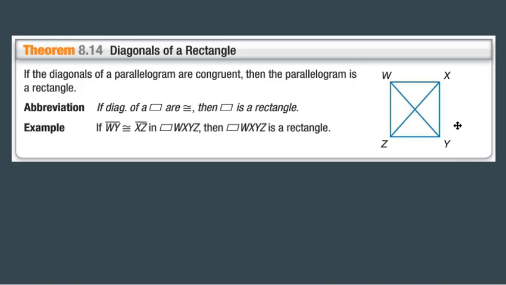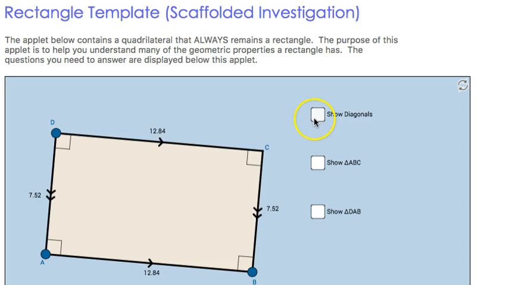So then we had diagonals of a rectangle continued. If the diagonals of a parallelogram are congruent, then the parallelogram is a rectangle. So if sides WY and XZ in this parallelogram WXYZ are congruent, then we know we have a rectangle.